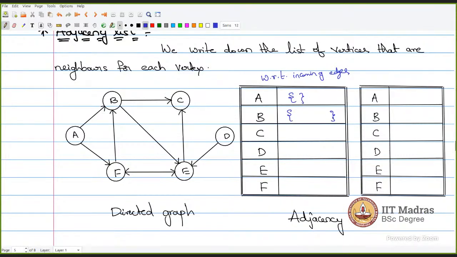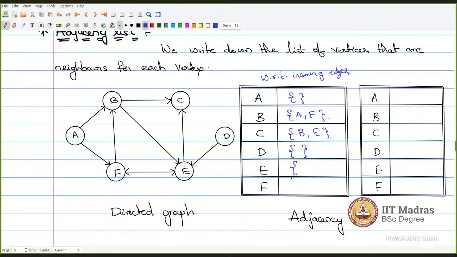Now we will move to the next row. This row is B. Are there any incoming edges to B? Yes, from A and from F. So A and F are neighbors. For C, there are incoming edges from B and from E. For D, are there any incoming edges? No, this is an empty set. There are no neighbors to D.